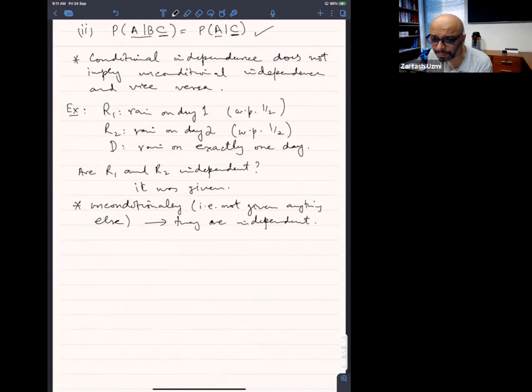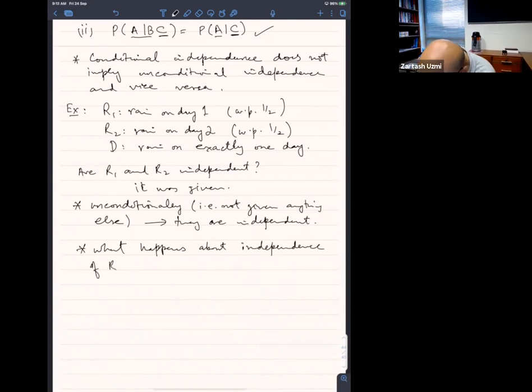Okay. What happens if D is given? What happens to the independence of R1 and R2, which is rain on day 1 and rain on day 2, when D is given?